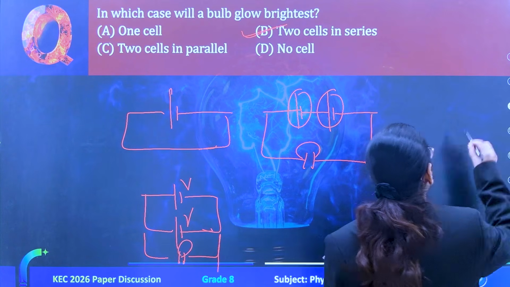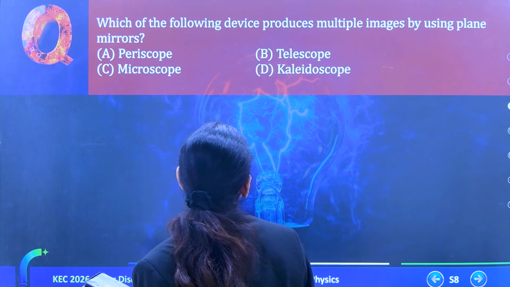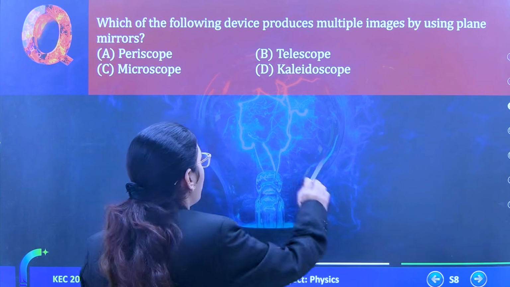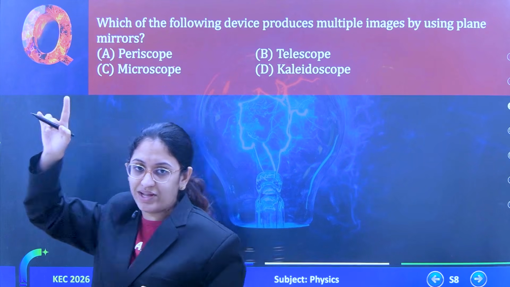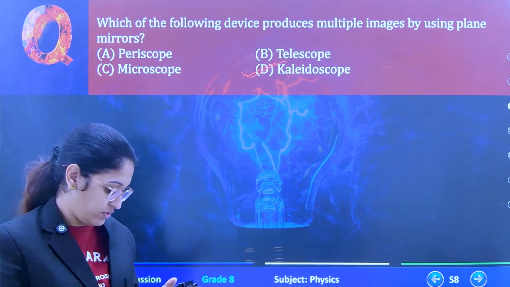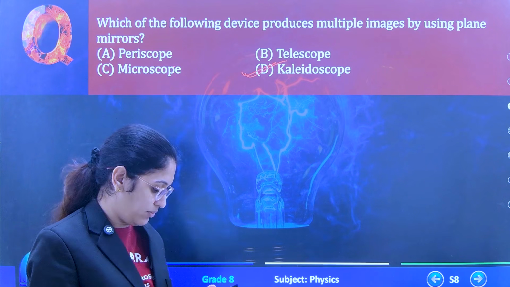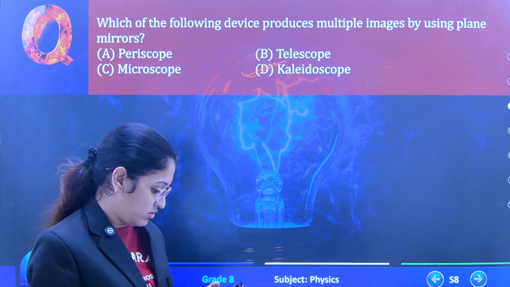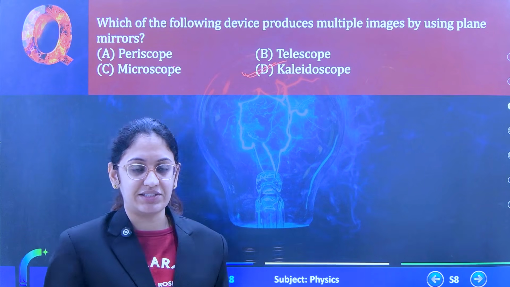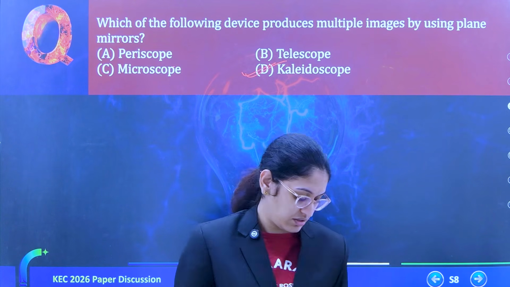Okay. Which electronic device produces multiple images by using a plane mirror? Multiple images. Periscope, only one image. Telescope, microscope, one image. Kaleidoscope. We have studied this. Very easy. Option D, kaleidoscope. Multiple reflections at 60 degrees. Three mirrors are placed at 60 degrees. So multiple reflections, multiple images.